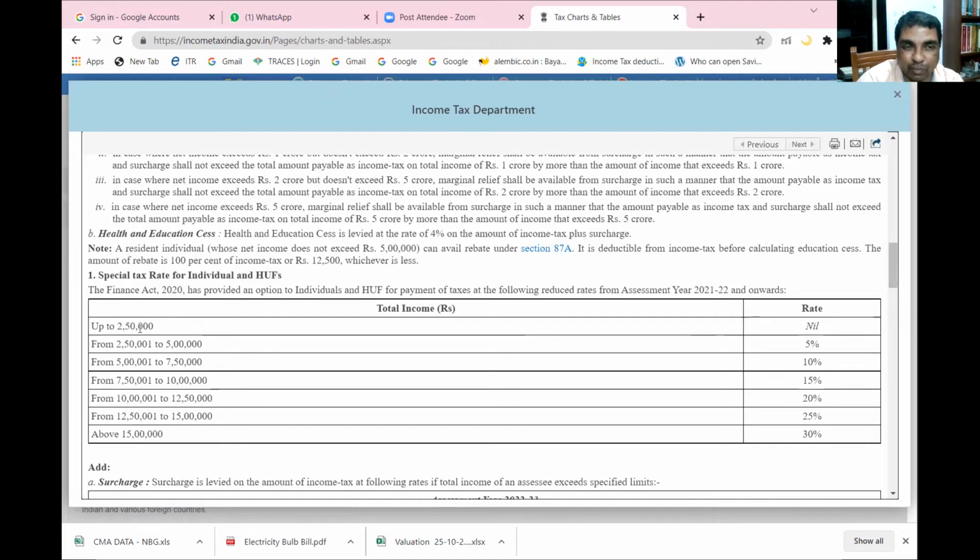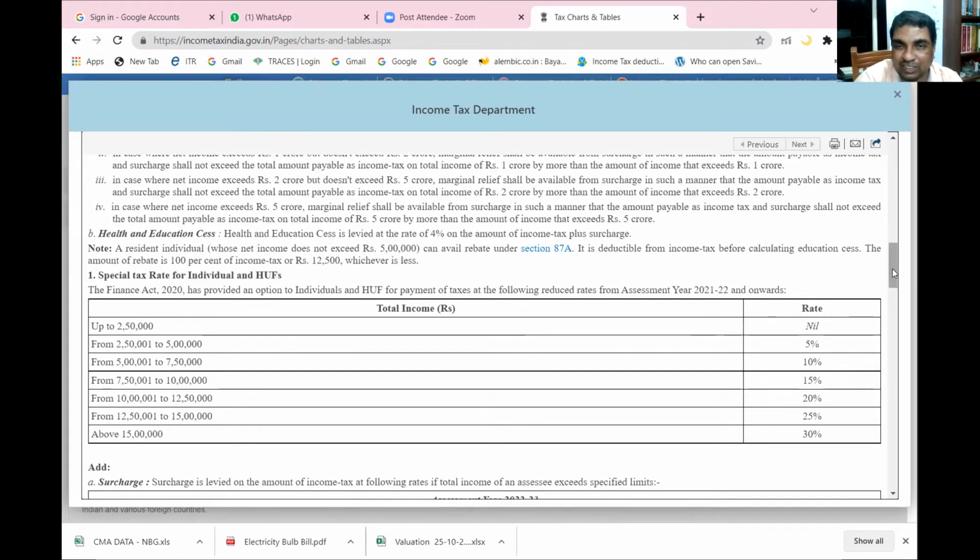What is the different tax rate? Up to 2,50,000, it is nil. It was nil in the earlier rate. And from 2,50,000 up to 5 lakh, it was 5%. This is also the same. Is it not? The next slab was 20%. Is it not?